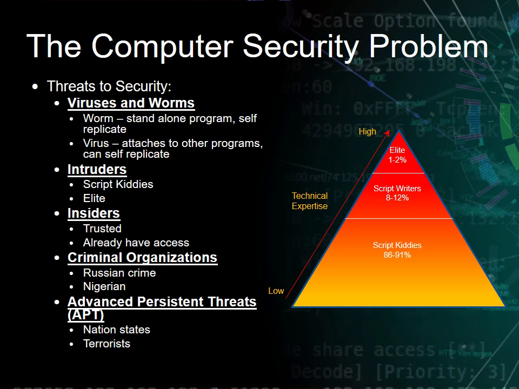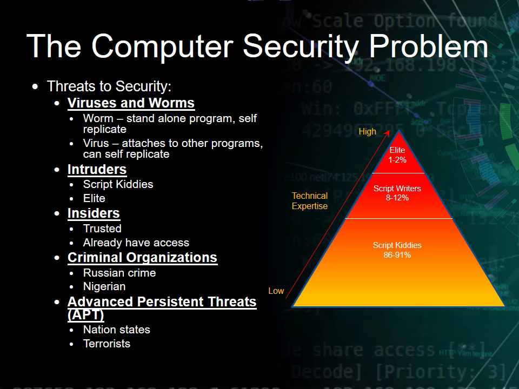They know a lot of the security measures that are in place, and can probably get themselves around some of the security measures with enough time, because they work within the organization. The organization may not necessarily be looking for them. Then you have criminal organizations such as Russian crime rings and the Nigerian scammers. And then finally, the biggest threats on the long term is advanced persistent threats.